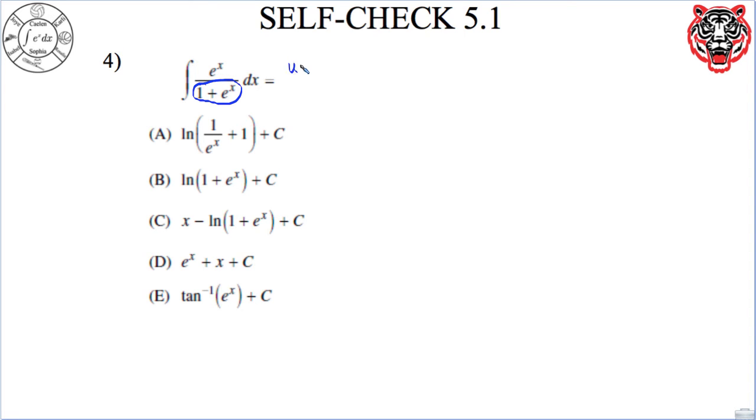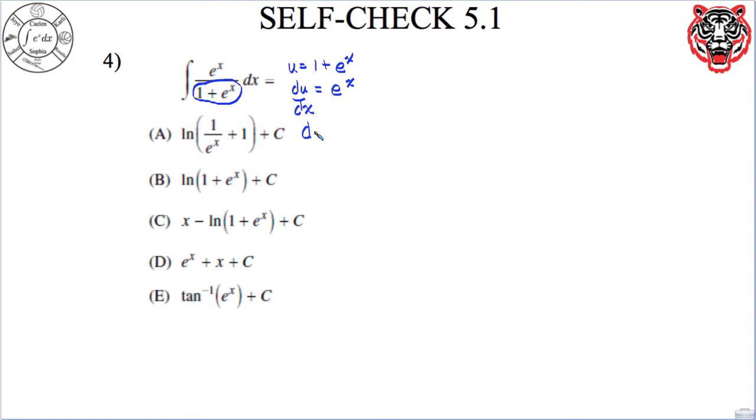So we're going to say u is set equal to 1 plus e to the power of x. That means du is going to equal the derivative of u. The derivative of 1 is 0, and the derivative of e to the power of x is e to the power of x. This is du with respect to dx, by the way. It's with respect to whatever that number was.